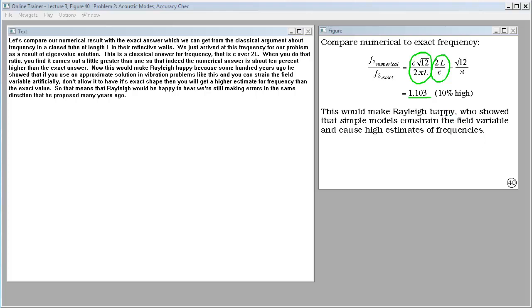Now, this would make Rayleigh happy because some 100 years ago he showed that if you use an approximate solution in vibration problems like this, and you constrain the field variable artificially, don't allow it to have its exact shape, then you will get a higher estimate for frequency than the exact value. So that means that Rayleigh would be happy to hear that we're still making errors in the same direction that he proposed many years ago.